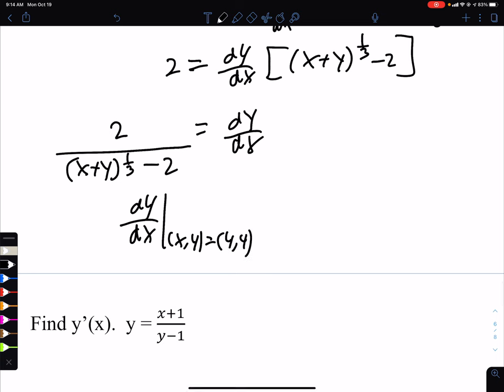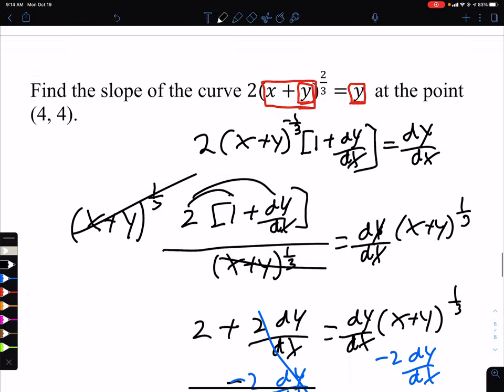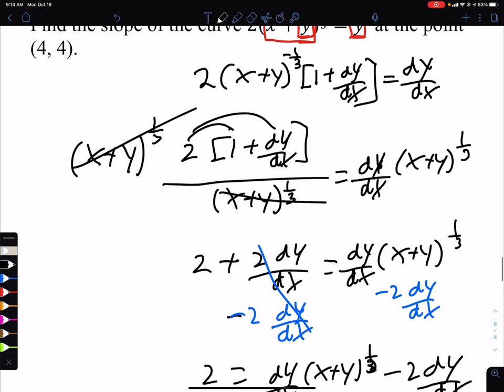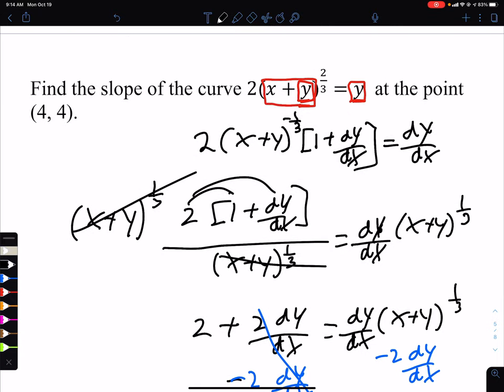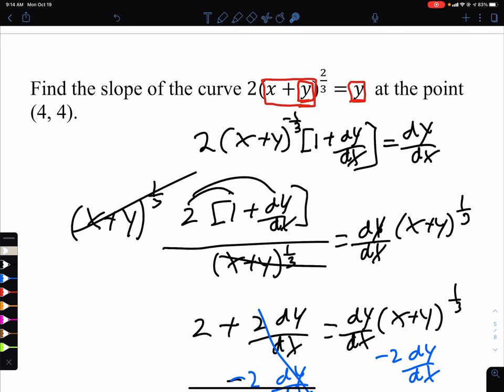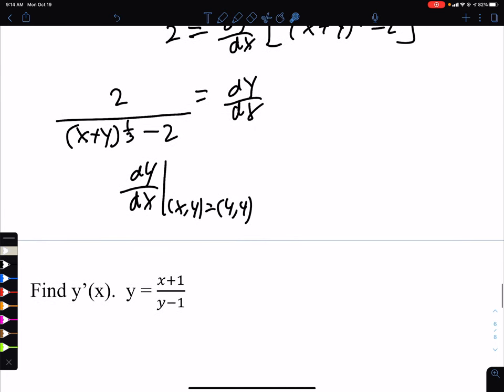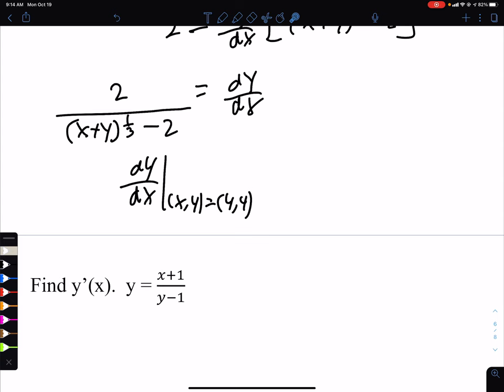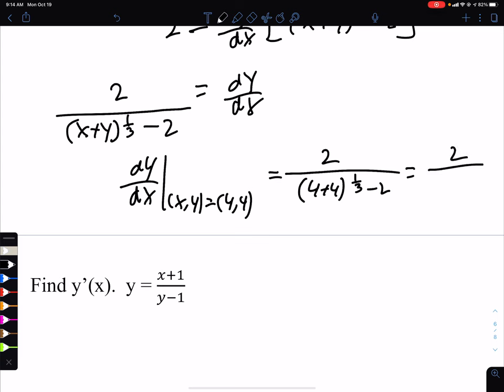So again, you could have, and it would be highly recommended, at this point right here. No, I hadn't taken the derivative, had I? I did. At this point here, you could have placed 4 here and 4 here and been done with this and solved for dy/dx. Life would have been easier, but it's good to practice both ways. So we're going to get 4 plus 4 to the 1/3 power minus 2. So that's 8. Actually works out well.